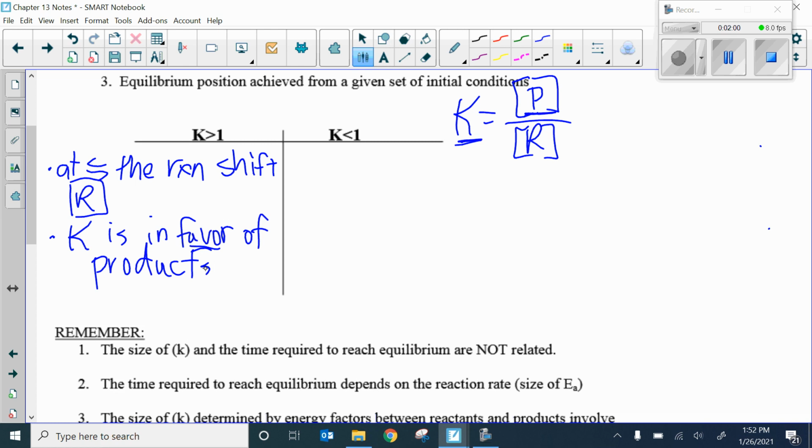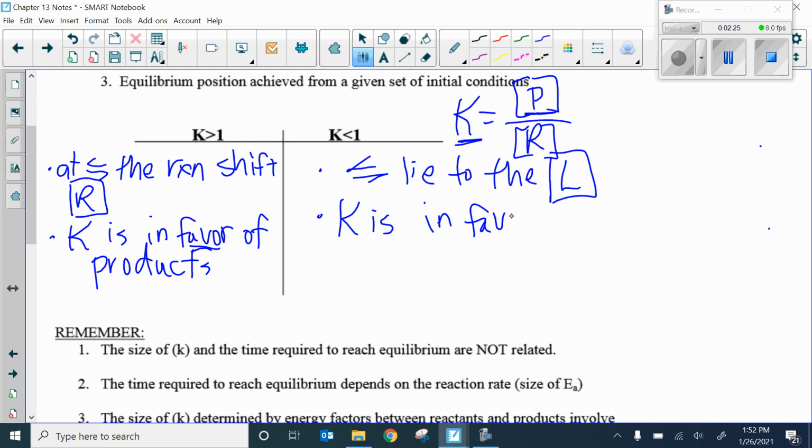And then conversely, on the other side, if K is very, very small, that means that to attain equilibrium, the equilibrium is going to lie to the left. So opposite of what we just said, and instead of in favor of the products, K is going to be in favor of the reactants. And again, all that word means is which way the shift is going to tend to go.